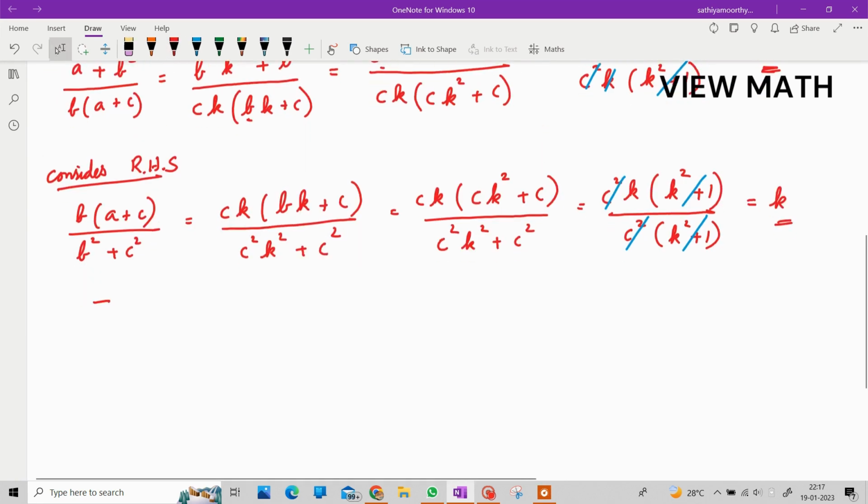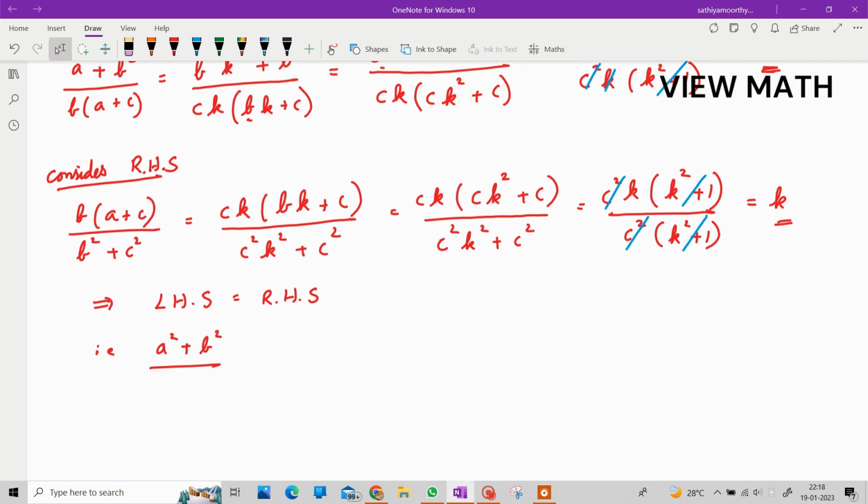This implies left hand side is equal to right hand side, that is (a² + b²) by b(a + c) is equal to b(a + c) by (b² + c²). This we have proved, hence proved.